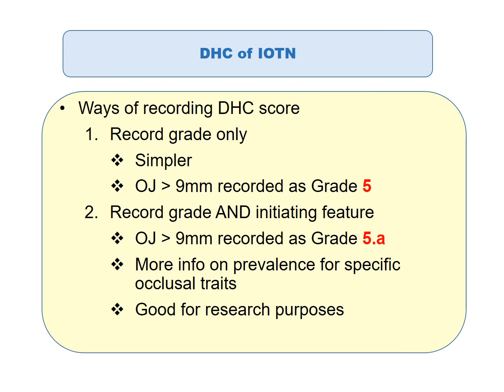Now, how do you record a DHC score? One is we can record only the grade, which is simpler. For example, if our overjet is more than 9 millimeters, it's simply recorded as grade 5. Now, the second way of recording is to record both the grade and the initiating feature. For example, if the overjet is more than 9 millimeters, it is recorded as grade 5A. Now, this method gives more information on the prevalence of specific occlusal traits and is good for research purposes.